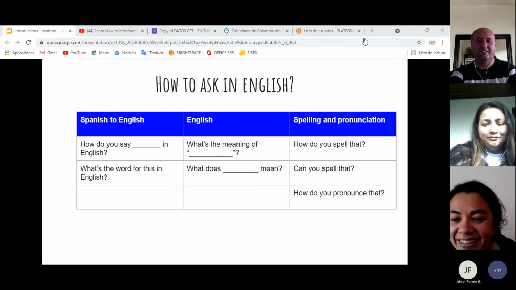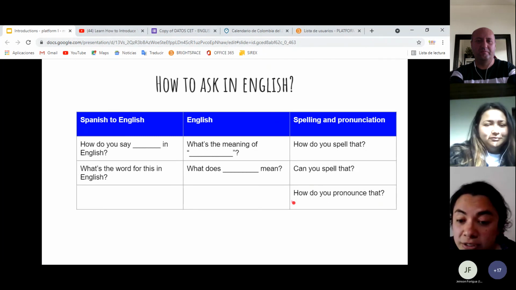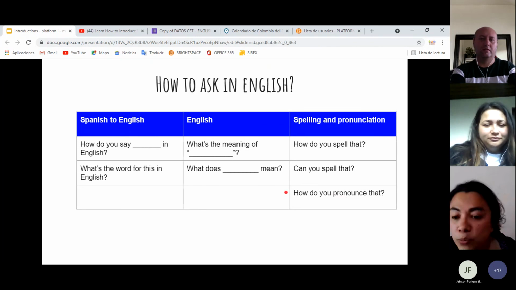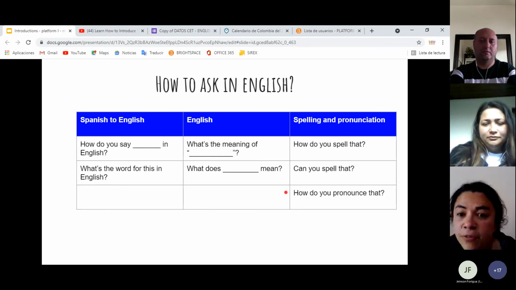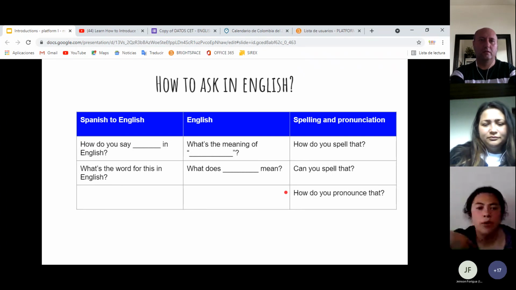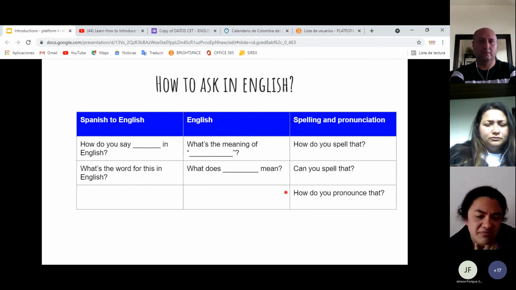All right. And guys, whenever you have questions about pronunciation, you can use this expression. How do you pronounce that? How do you pronounce your last name? Sometimes with names, we Latin Americans don't have problems understanding our last names or names unless they are very uncommon. But sometimes we don't know how to pronounce words, how to pronounce names, last names.